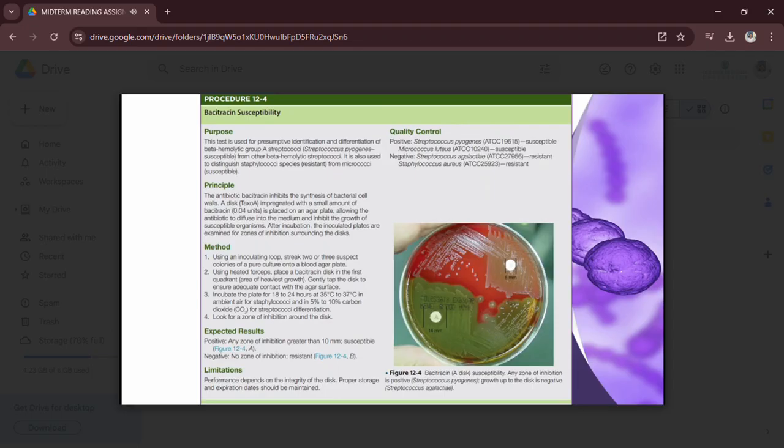So, pagkalagay nyo po ng antibiotic dyan, of course, you need to incubate. Upon incubation sa 35 to 37 degrees Celsius, kailangan po ilagay natin sa 5 to 10% carbon dioxide concentration for streptococci differentiation, unlike sa staphylococci na ambient air lang. And then afterwards, you look for a zone of inhibition. Now, positive or sensitive siya if the zone of inhibition is greater than 10 millimeters.